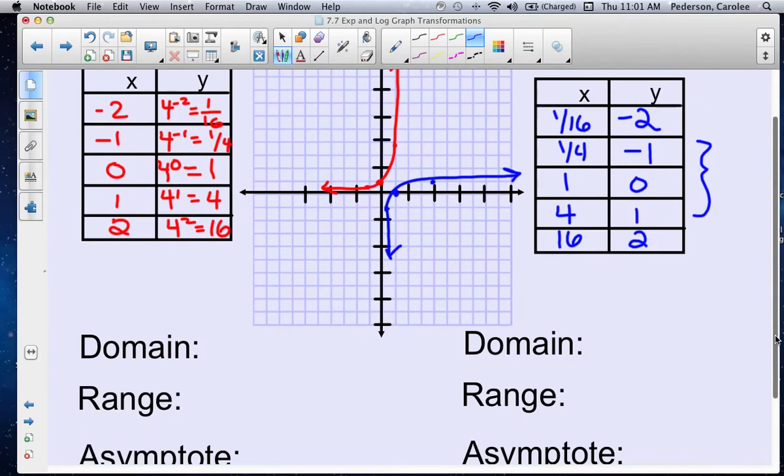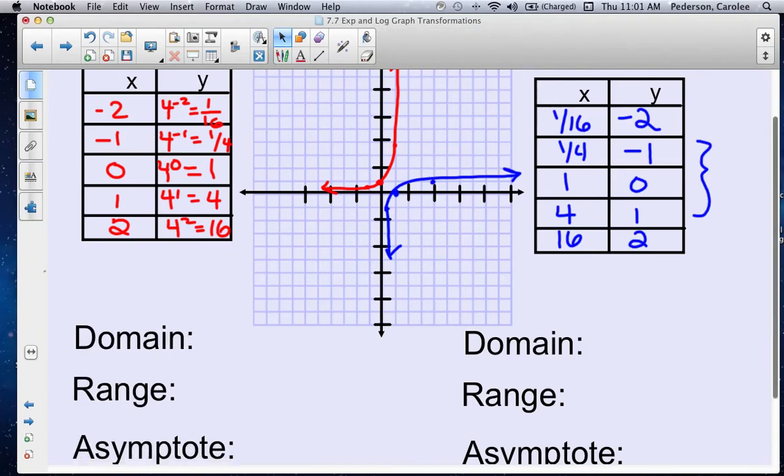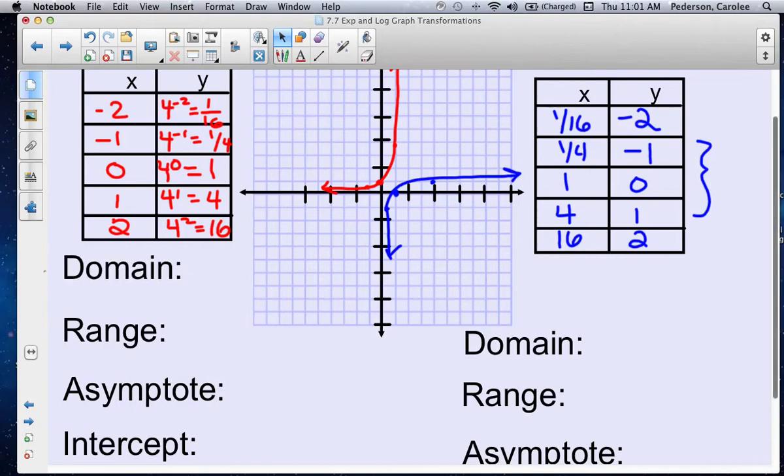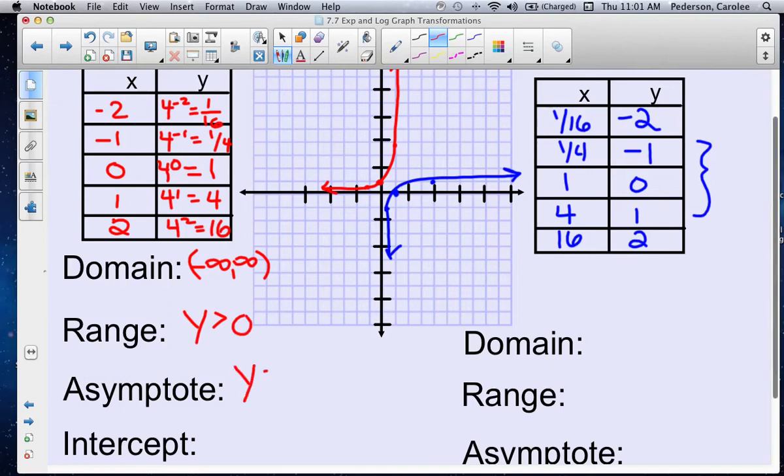A couple pieces here for domain and range and asymptotes. The domain for this red function is all real numbers. Every number can be plugged in, so -infinity to infinity. The range is going to be y is greater than 0. Its asymptote is horizontal at y equals 0, and it has a y-intercept of 0, 1.